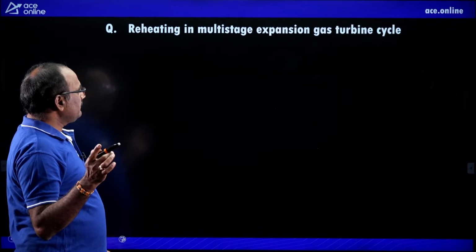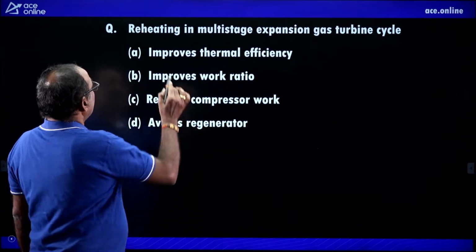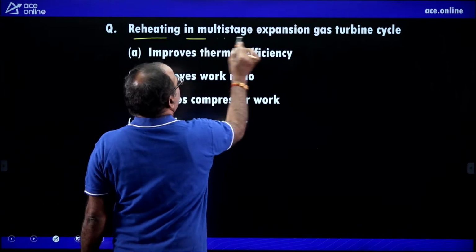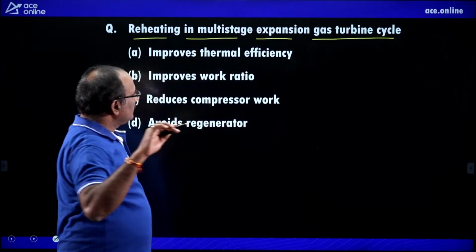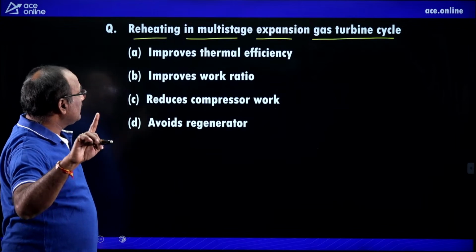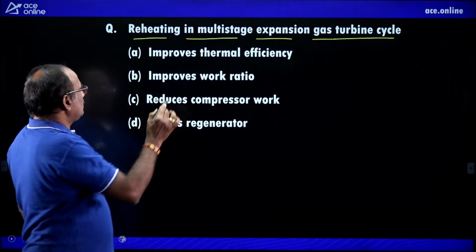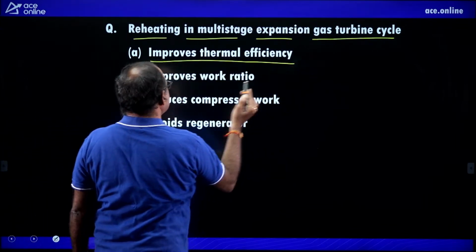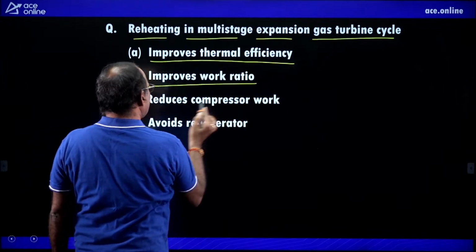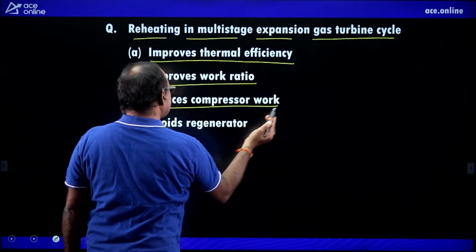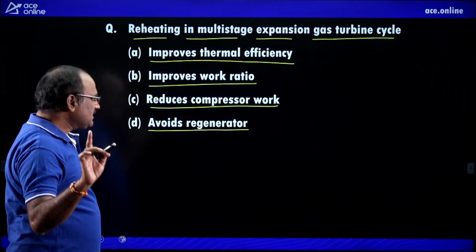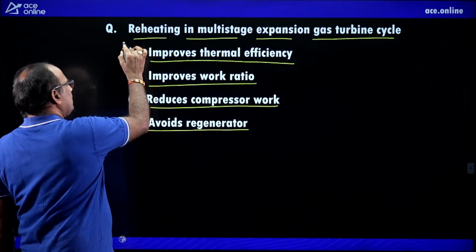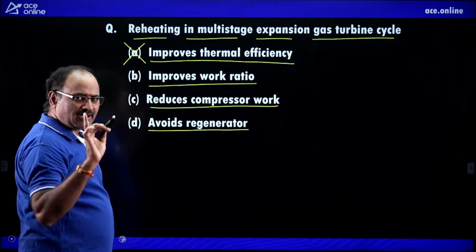Similarly, look at the next question. Try to read it clearly. Look here: reheating in multi-stage expansion gas turbine cycle. In a gas turbine cycle, the reheating mechanism is used. Options: improve the thermal efficiency, improve work ratio, reduce compressor work, avoids regenerator. Dear friends, remember, improves thermal efficiency is absolutely wrong.